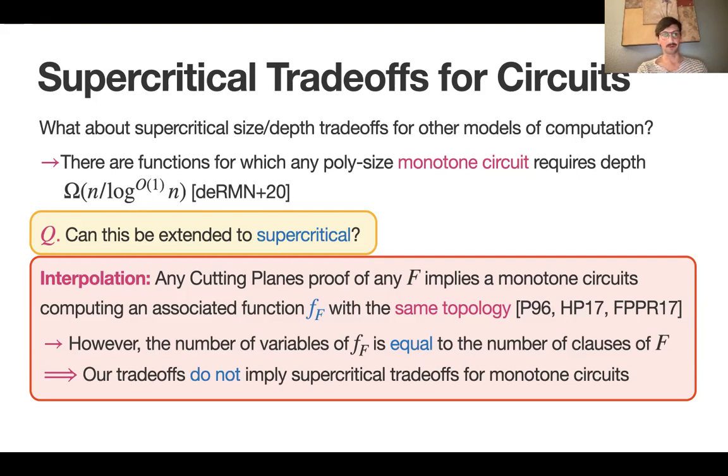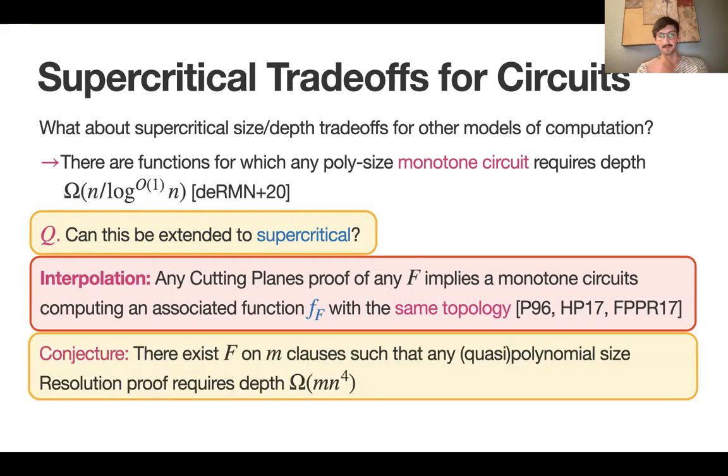However, a natural approach to getting these supercritical trade-offs for monotone circuits would be to improve our supercritical size depth trade-off for resolution to be supercritical, not only in terms of the number of variables, but to be supercritical in terms of the number of clauses.